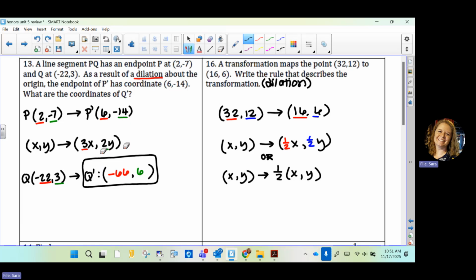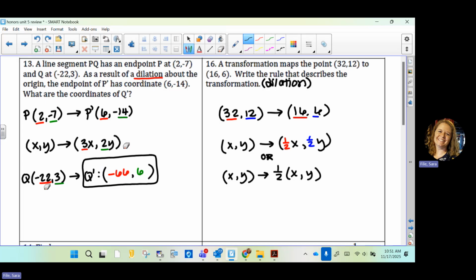If you don't see that immediately, just going backward, you just divide. -14 divided by -7 is 2. 6 divided by 2 is 3. So those are our scale factors for the X and the Y. It's not the same for both. So you have to write 3X and 2Y. That's your rule. Now they give you the original Q and ask for the new Q prime.